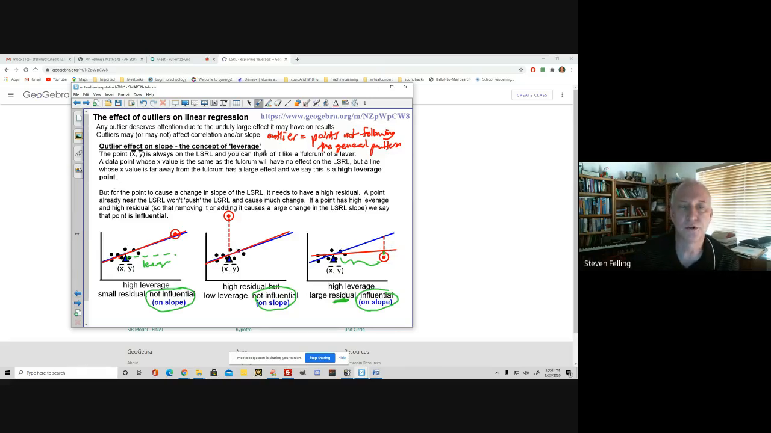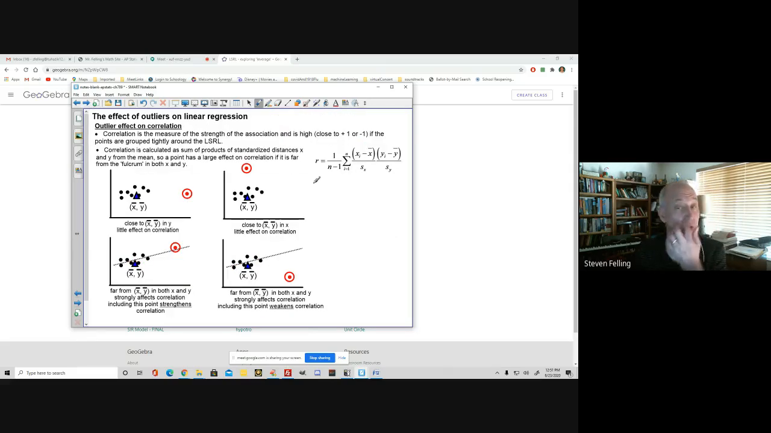Okay, so that's the first thing: points that are removed from the pattern only have an effect on the slope if they are away from the centroid and they're not on the existing trend line. But if they have enough leverage and enough residual, then they will be influential on the slope. So we have to be cognizant of how that affects things. And then there's a separate effect that occurs on correlation.